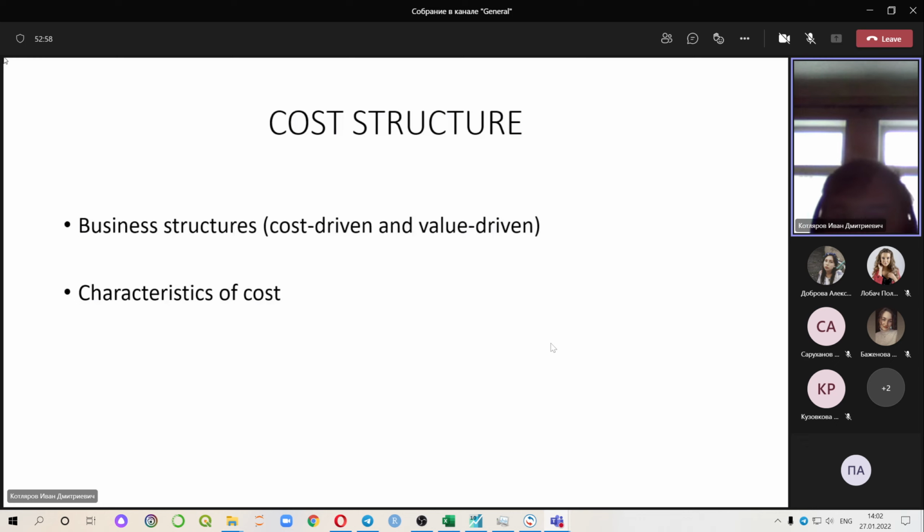Finally, we arrive to the finance cost structure. Ladies and gentlemen, we have to understand two key parameters of cost structure. First of all, types of business structures, and second, characteristics of cost. In case of business structures, we should differentiate between cost-driven structures and value-driven structures. What is the difference between them? Cost-driven businesses strive to save money, strive to reduce cost. The best example are the so-called low costers.